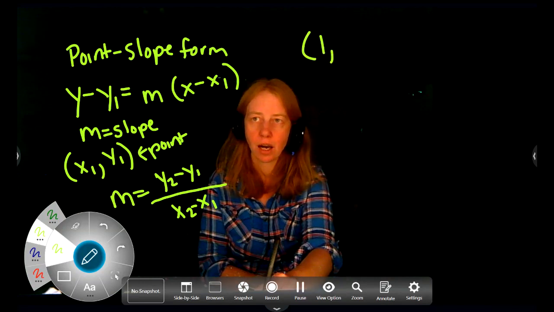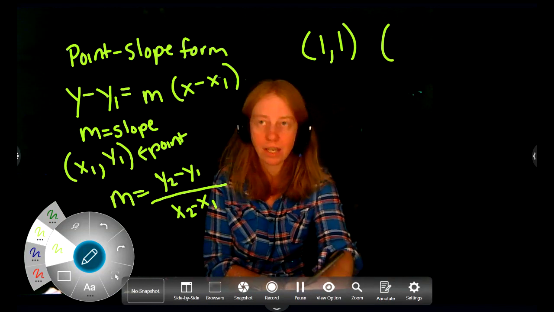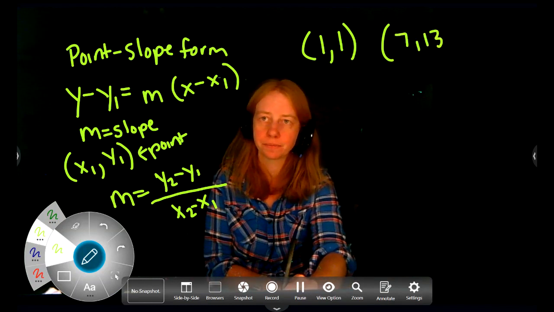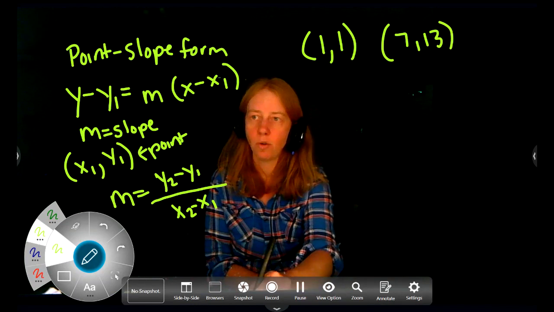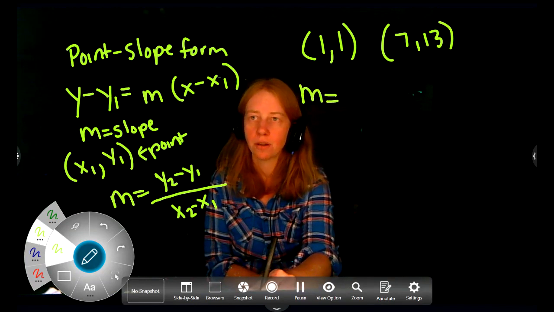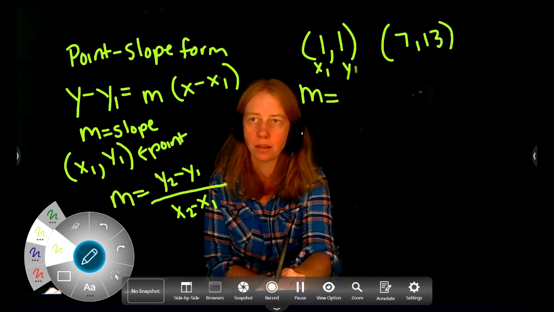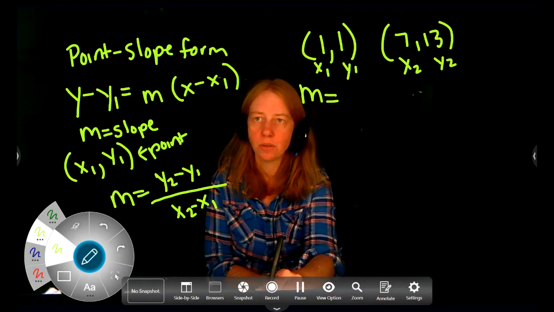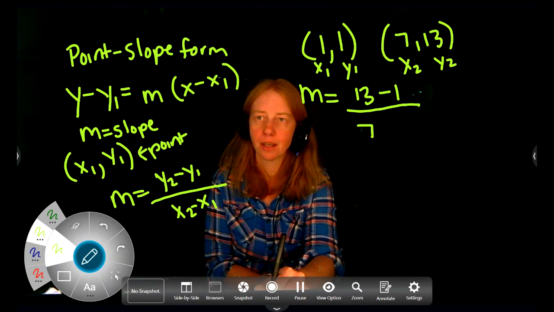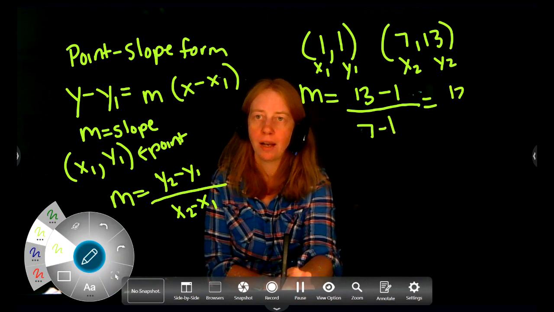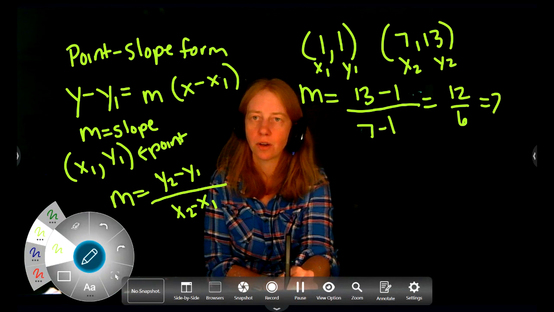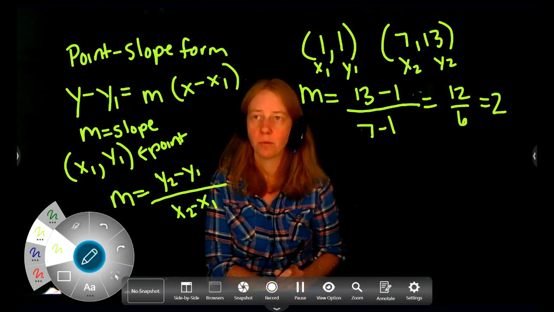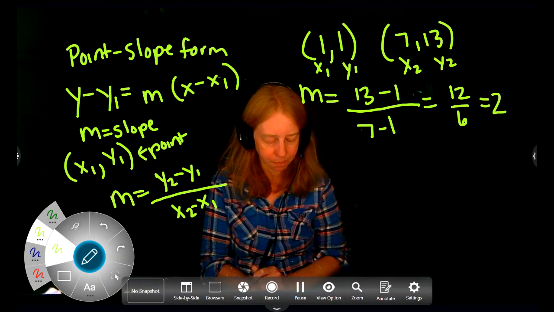Let's say we have a point 1, 1, and we have a point 7, 13. So our first job is find the slope. So m equals. Let's call this one x1, y1. We'll call this one x2, y2. We'll put it in the formula. So y2 is 13 minus y1 is 1, divided by x2 is 7 minus x1 is 1. So we have 12 over 6, which is also equal to 2. So now we have a slope and now we have a point.